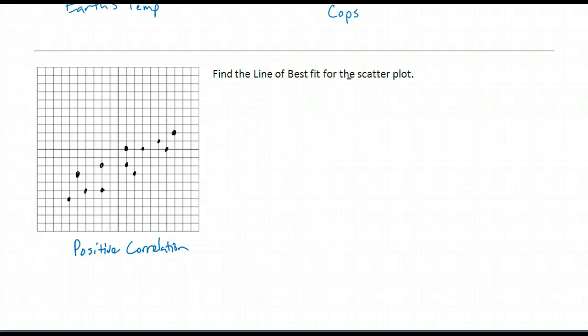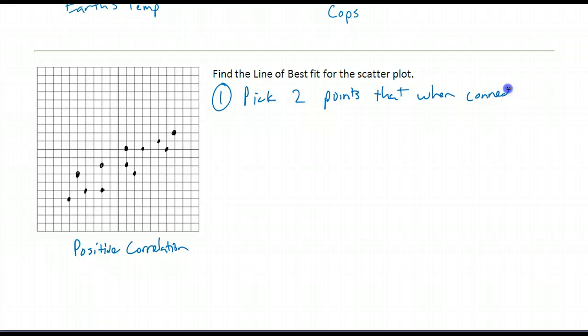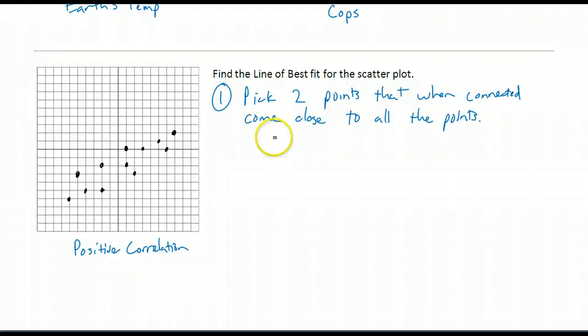In order to find the line of best fit, we first need to pick 2 points that, when connected, come close to all the points. Now, there's no easy way to do this. In order to do this, you just need to figure it out.